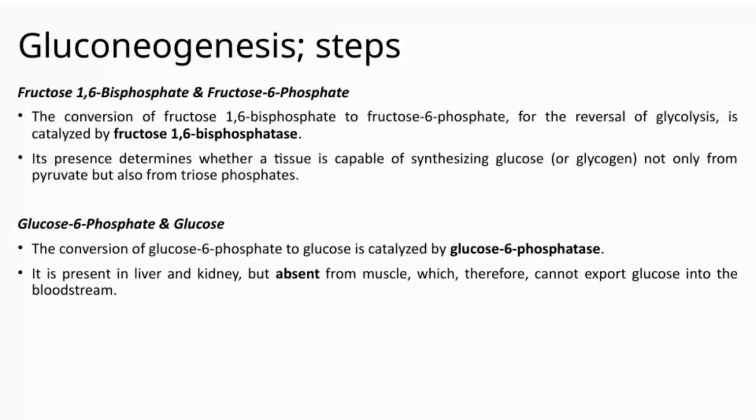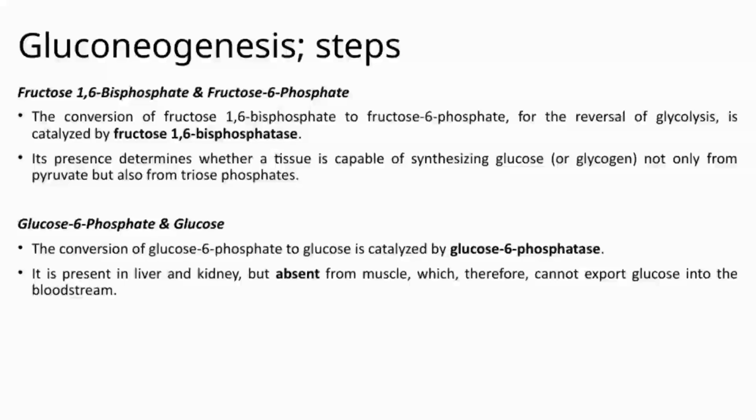Moving on, the next important step is converting glucose 6-phosphate into glucose. This reaction is catalyzed by glucose 6-phosphatase. What's interesting is that this enzyme is found in the liver and kidney, which are key organs in maintaining blood glucose levels. However, it's absent in muscle tissue, which means muscles can't export glucose into the bloodstream. Instead, they use it locally for energy. These steps are vital because they show how the body controls glucose production and release, ensuring a steady supply of this essential fuel, especially during fasting or low carbohydrate intake.